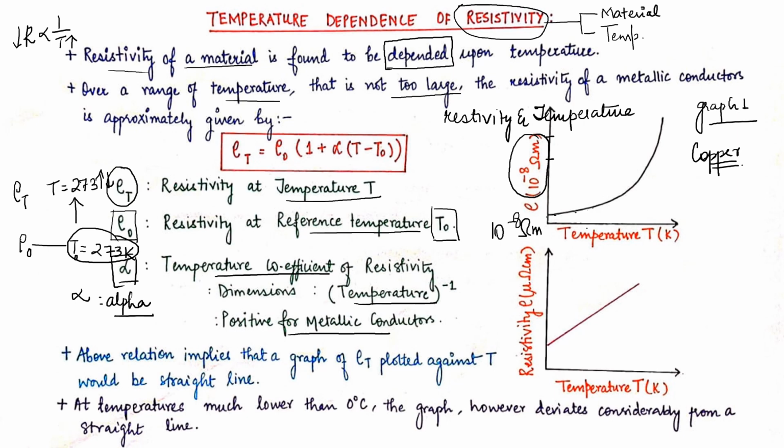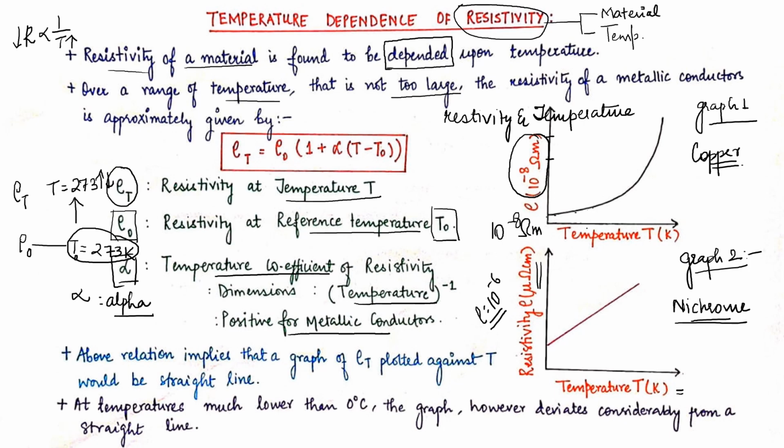Second is graph number 2. In this case, our resistivity is in the range of micro ohm centimeter. So that resistivity is in the range of 10 to the power minus 6, and it is versus the temperature. And this second graph is for a very good alloy, that is nichrome. We will be reading about nichrome. So this graph depicts nichrome.